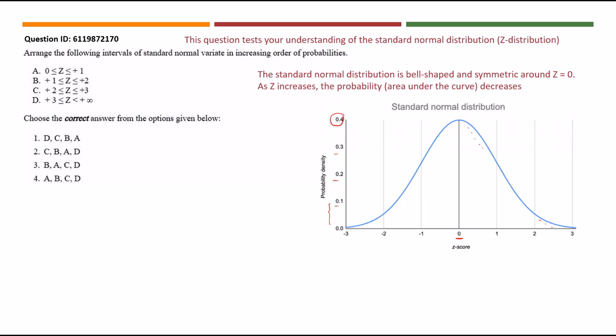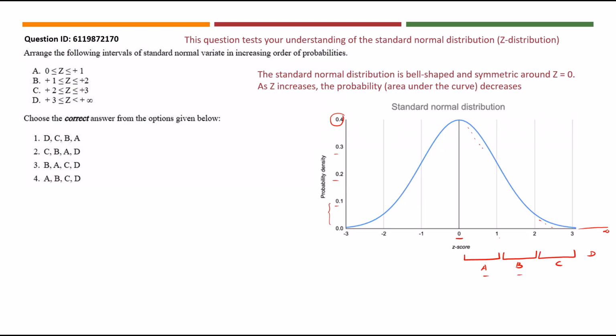This one. So let's start with 0 less than or equal to z less than or equal to plus 1. This particular range is going to have the highest value. So this will be A. Plus 1 less than or equal to z less than or equal to plus 2. This will be B. Then we have plus 2 less than or equal to z less than or equal to plus 3. This will be C. And if you keep extending it till infinity, plus 3 to infinity will be D.